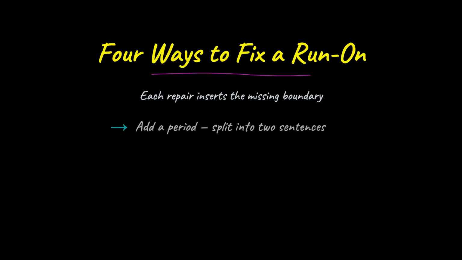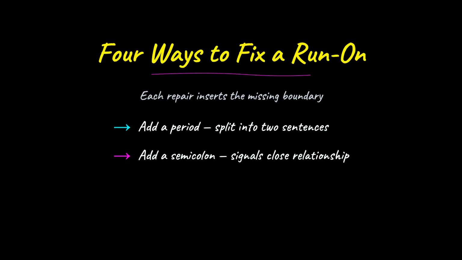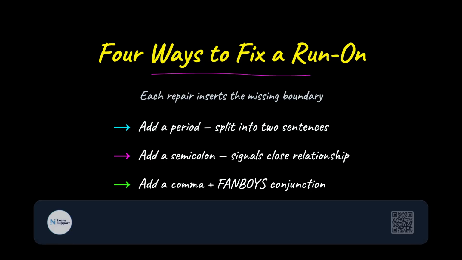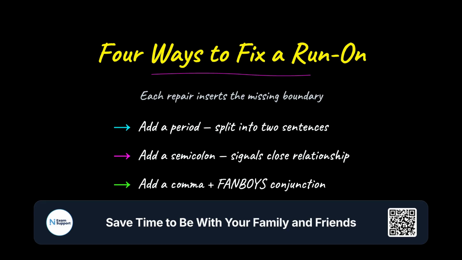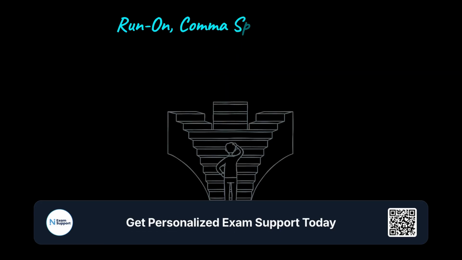There are 4 standard repairs. You can add a period and capitalize the next word. Insert a semicolon. Place a comma plus a coordinating conjunction from FANBOYS: for, and, nor, but, or, yet, so. Or rewrite one clause using a subordinating conjunction like because or although.